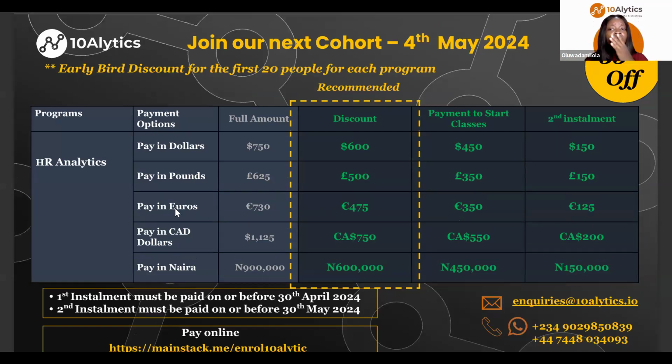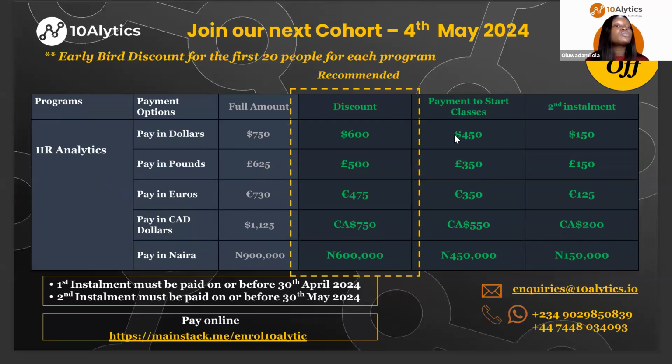Okay. For the HR analytics program, if you're paying in dollars, the full amount is $750, right? But if you are one of the first 20 people to pay, you get to pay just $600. You also get to pay in 2 installments: pay $450 first, and then you pay $150 1 month into your program.